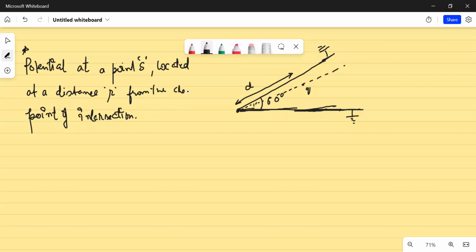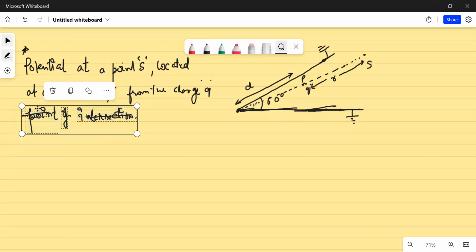From the charge q, at a distance, let's say R. Let's make a point somewhere here where we have to find the potential. So let us say this is your point P, at a distance from the charge q, not the point of intersection. So this is your R, and this is your D, this is your R. Is that clear? I hope the question is clear.